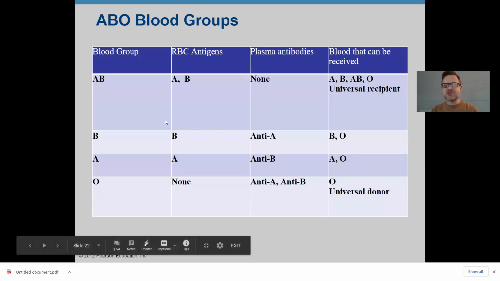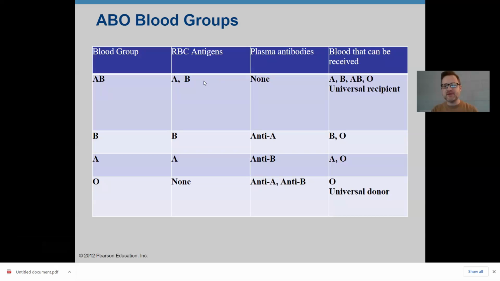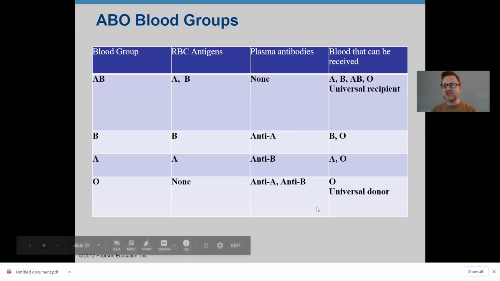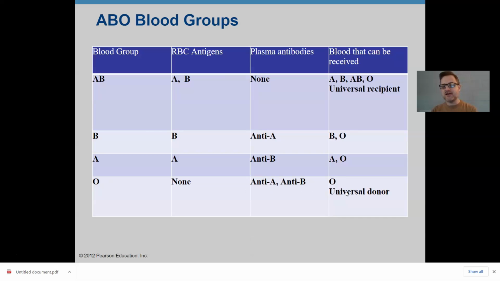This is just from your book. This is just a review. AB has A and B, makes no antibodies. You can see what you can take. In class, we're going to do a little handout on this in more detail. So for right now, let's just put a pause on this and come back to this later. If you're O, you have none. You make all the antibodies, and you can only receive O, but you can donate to anyone.